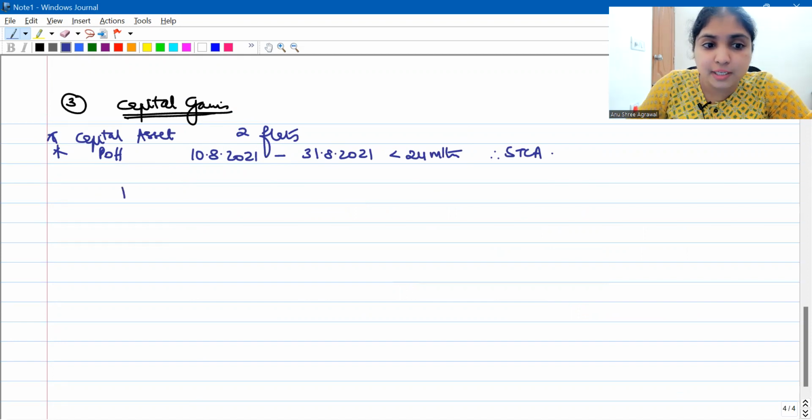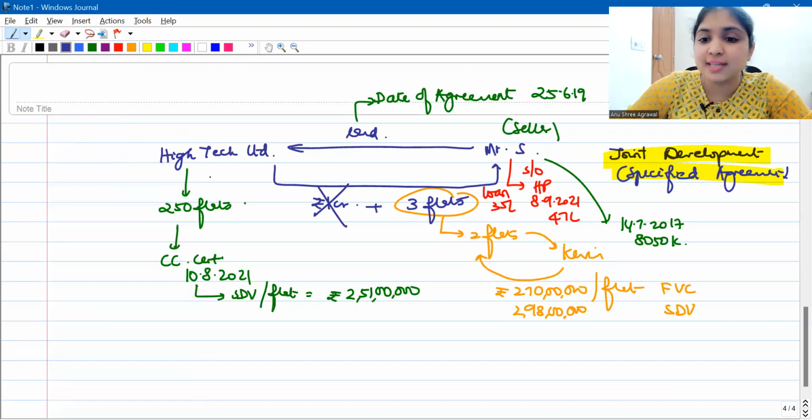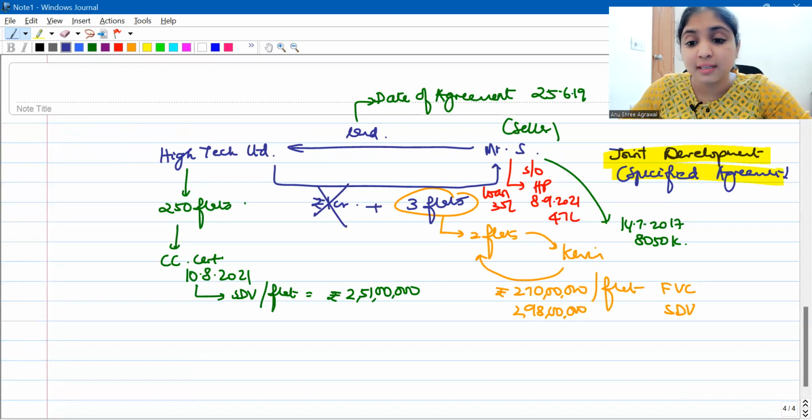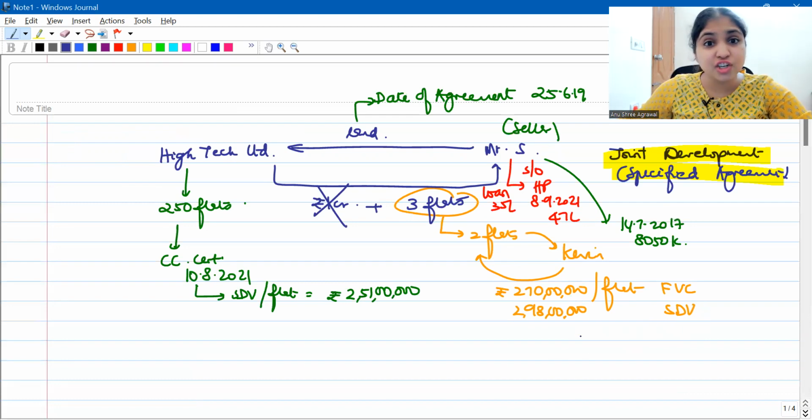Now, if I calculate the capital gains, full value consideration: for how much did he sell away the property? They say that he sold 2 flats to Kevin for 2 crore 70 lakh per flat, but the stamp duty value is 2 crore 98 lakh. As soon as you see the stamp duty value number, Section 50C comes to mind. But you can't blindly apply Section 50C; you have to check the conditions. Condition number 1, the transferor should not be a real estate developer. If Mr. Sakshar was a real estate developer, then you would apply 43CA, PGBP and not capital gains. So yes, Mr. Sakshar is not a real estate developer.